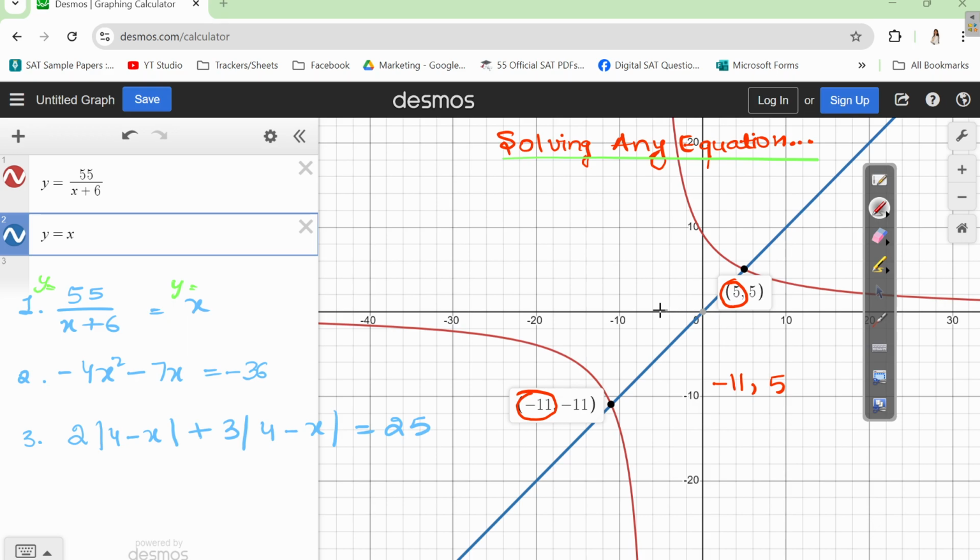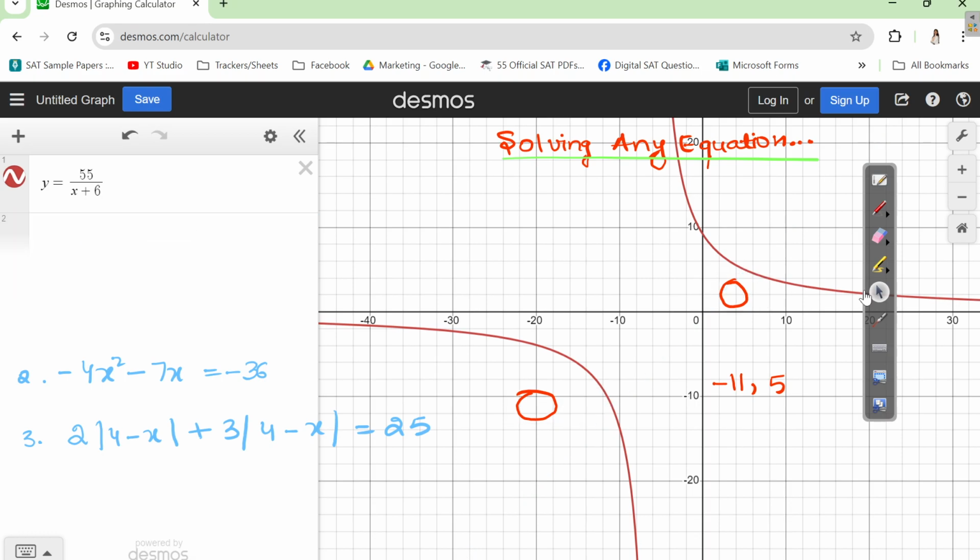The point is, if you can solve an equation, then you can answer any question based on that. Let's move to the second equation. Now second equation is clearly a quadratic equation. Now you can plot it in 2 ways.